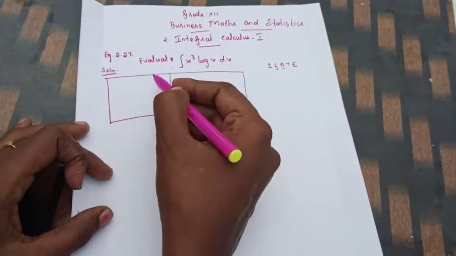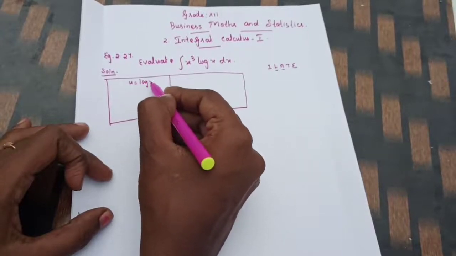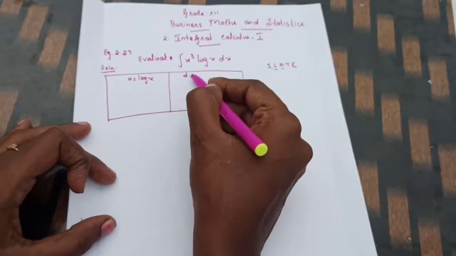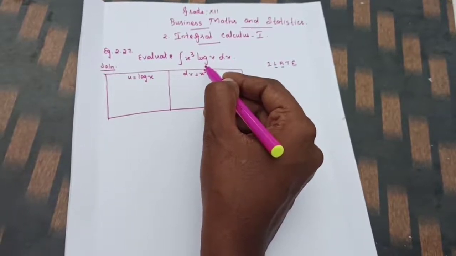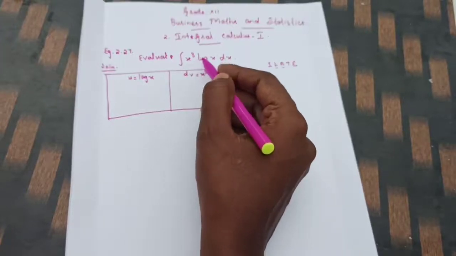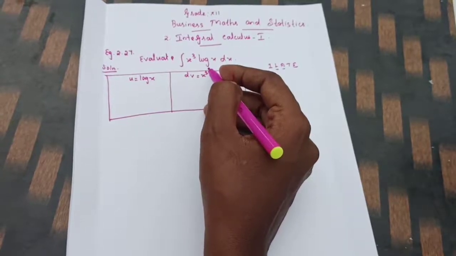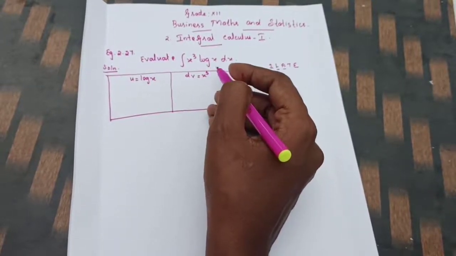Solution. What is the u value? u equal to log x you need to take. When you are taking dv, what you need to take? x cube. Am I right? Now I said in your last class, if x cube or x power something is there, you can use Bernoulli's formula. That is very easy for you. If you are willing to use that, you can use that. No problem at all. Otherwise you can do as it is.